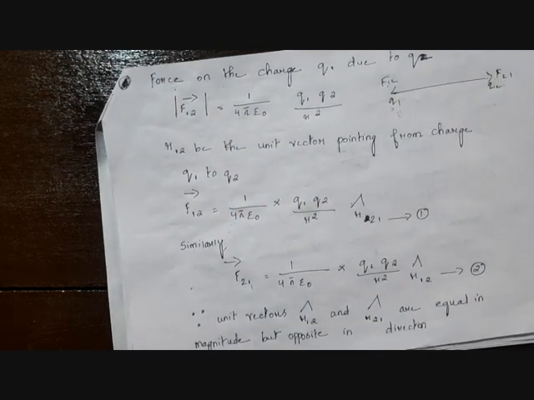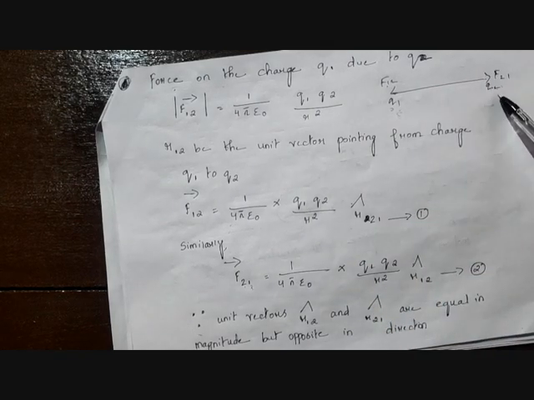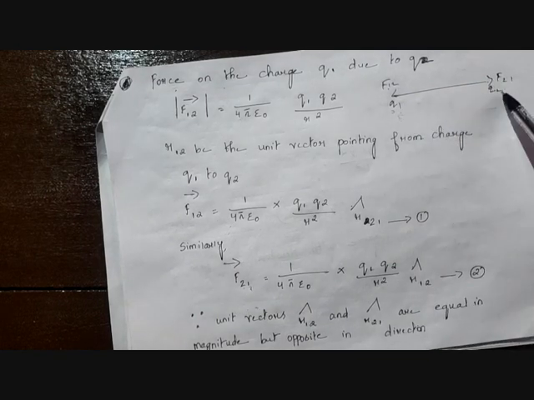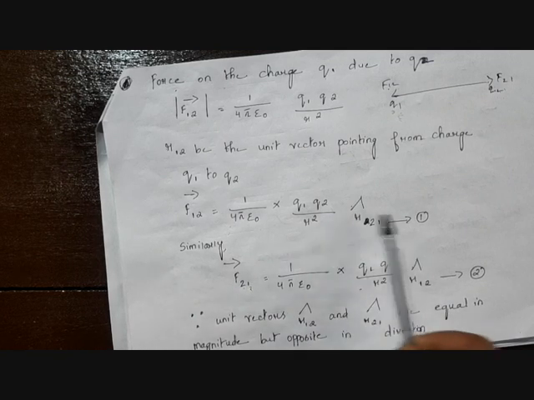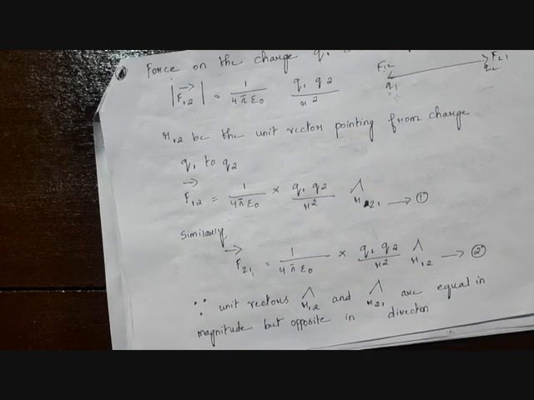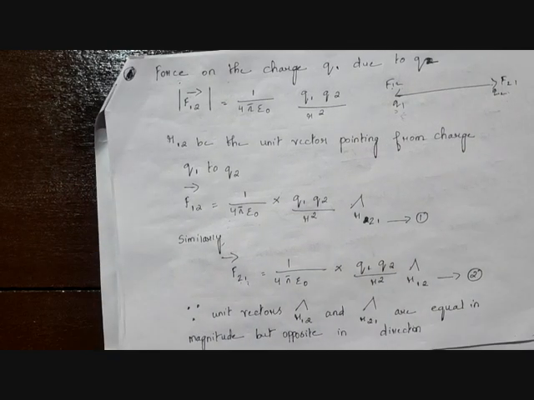Clear? Similarly, how can we write the force experienced by the second charge because of q1? Who is experiencing the force now? The second, right? So I'll write 2 first, 2 1. Same 1 by 4 pi epsilon naught, similar, right? But where it was 2 1 here, it will be 1 2. Clear? Now it's written here, the unit vectors are equal in magnitude but opposite in direction. Opposite direction means what? One will be negative, right?